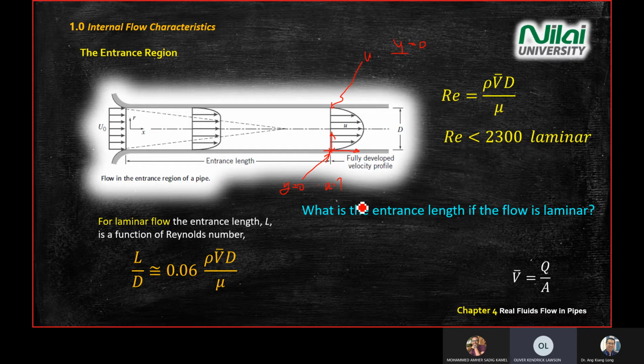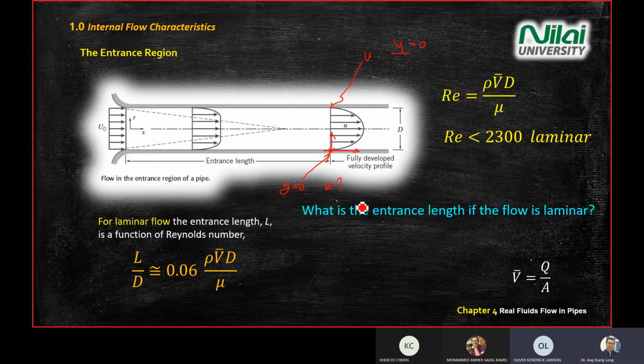Is it 0, sir? At Y equals 0? Yes. What is the reason? The wall is a stationary part. Your flow is flowing from the left to right, but why is the velocity at the wall 0? I'm not really sure, sir.